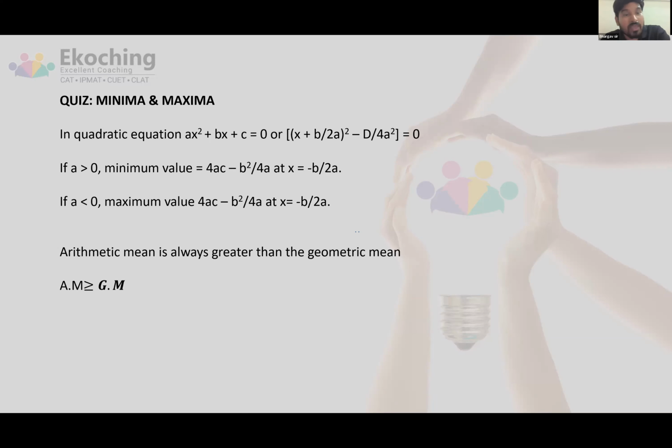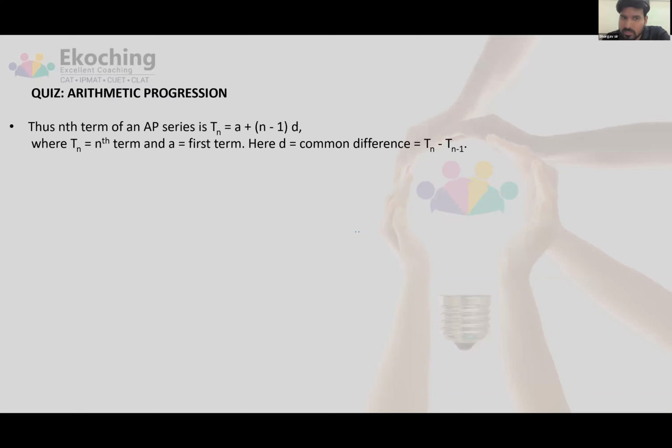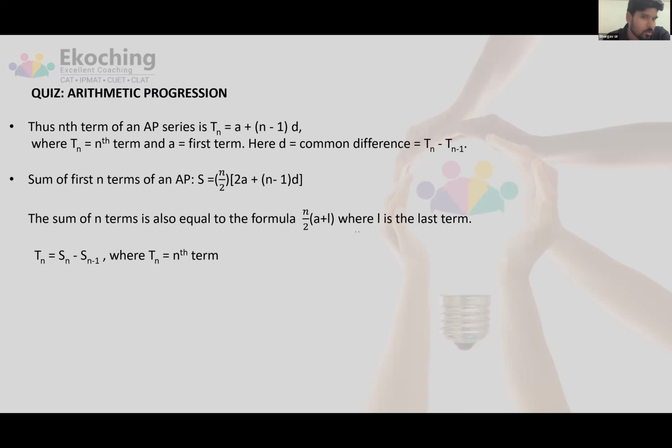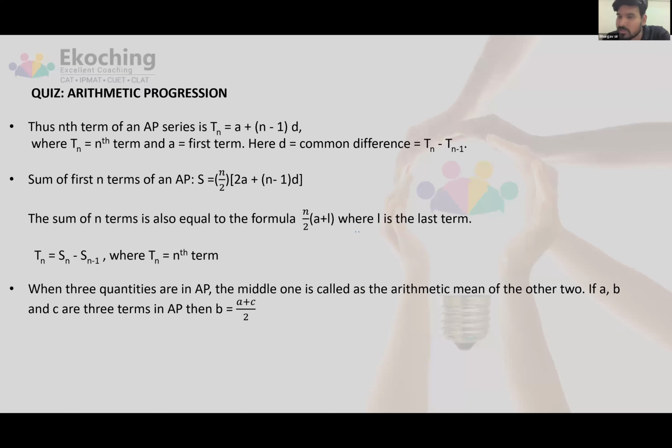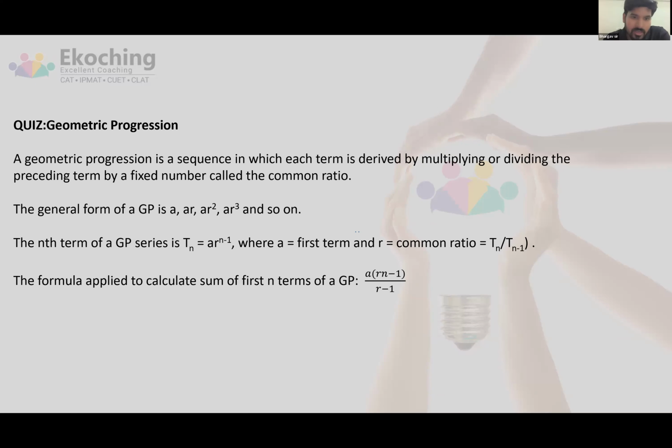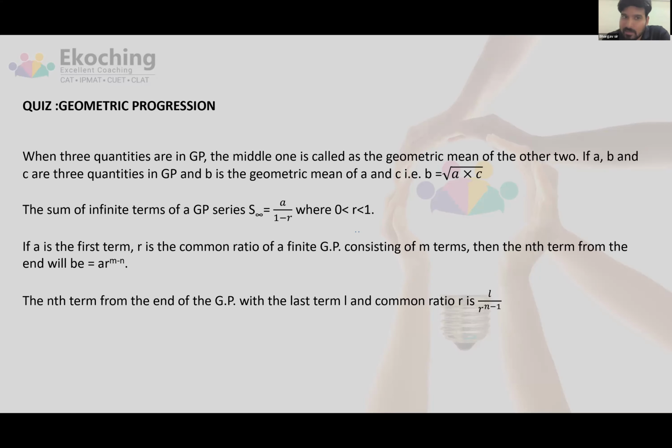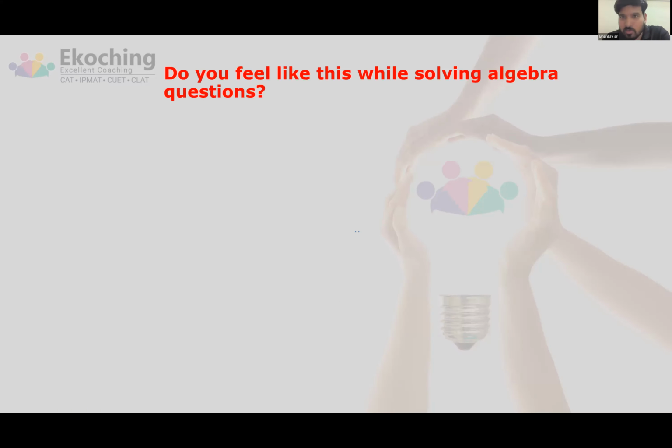Okay. Now, we have a concept called maxima and minima, where for a quadratic equation, for a parabola, what is the minimum value or maximum value and where does it occur? And the important concept in minima and maxima is that arithmetic mean is greater than or equal to geometric mean, right? And then you have progressions, whose sum formula you need to know, and nth term you need to know. Similarly, geometric progression, its sum formula and nth term you need to know. Geometric progression, if it is infinite, the sum is a by 1 minus r, where r is the common ratio and a is the first term, right? These are the formulae that you have with respect to progression.